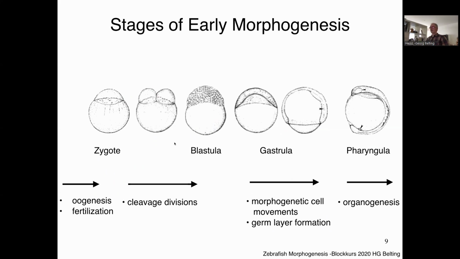Time for a bit of summary. We have early phases, oogenesis, fertilization. Then we have cleavage divisions that lead to the blastula. Then in the gastrula, we have the morphogenetic cell movements that form the germ layers. And during this time, these cells are already specified for the germ layers. And later on, in the pharyngula stages, you have the beginning of organogenesis, which means that the different brain parts are being formed, and also the somites are forming, and so on.